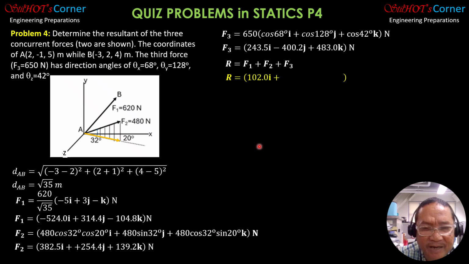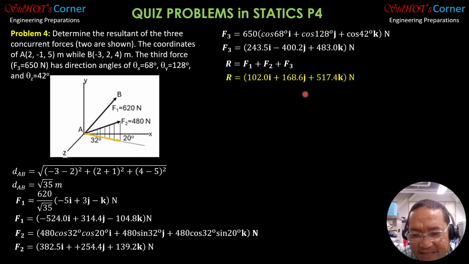So that would be 102.0i plus 168.6j plus 517.4k. So that's the solution to this problem, and I hope that you find it simple, especially for my students. That's the solution. That's as simple as this solution here.